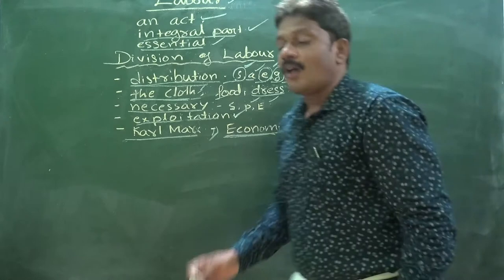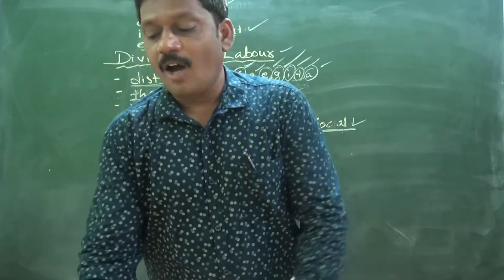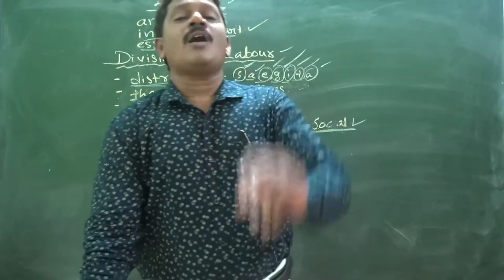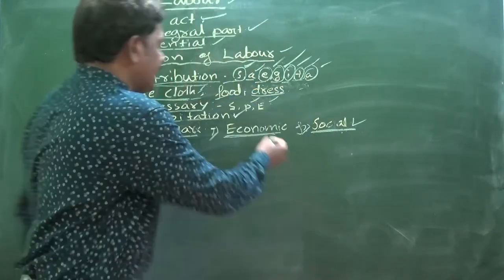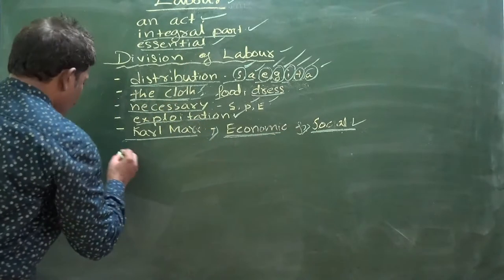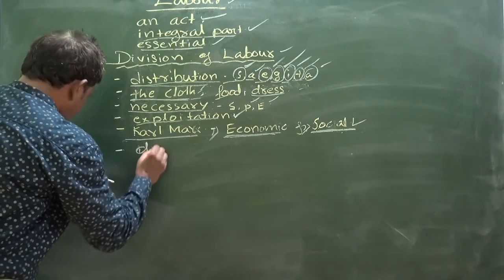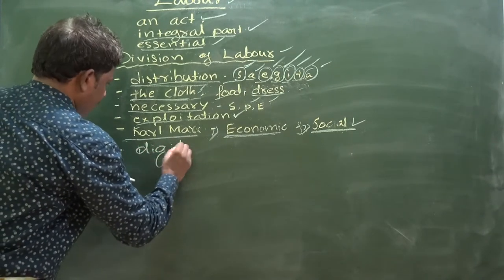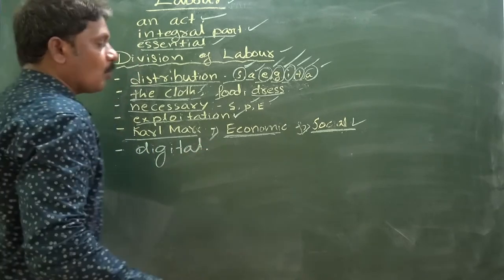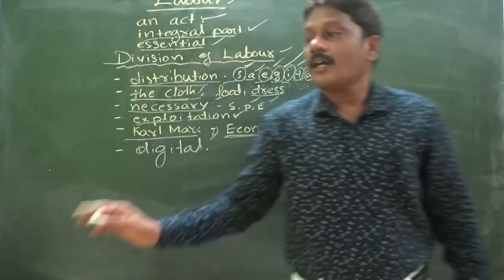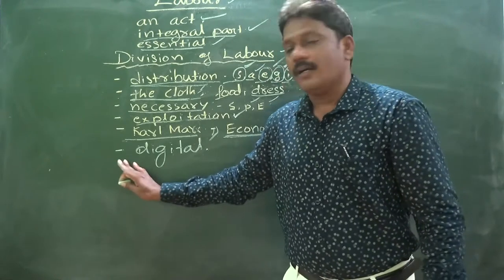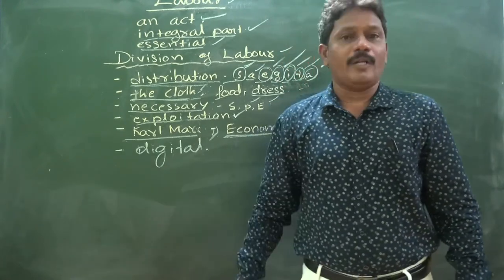And so this is what Karl Marx said. How many types of division of labor did Karl Marx name? Two types of division of labor. One is economic, another one is social. So this is the formula. In the digital, modern world, the division of labor goes through the computer, computer only.